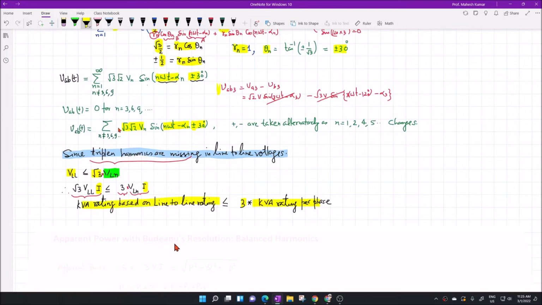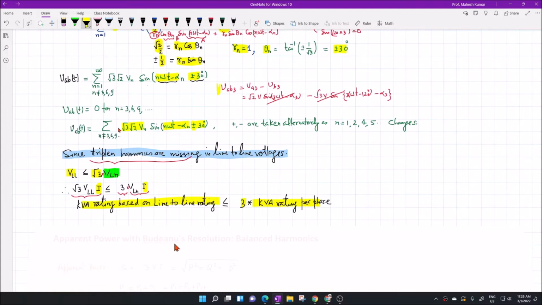So now there is a discrepancy: if you design on a per phase basis, you will have an overrated design. But if you design on a line to line based rating, this will be less than 3 times the per phase kVA rating. The difference comes because of the absence of triple harmonics. So what do you see here? The behavior of line to line voltage is completely dual of the behavior of the neutral current.